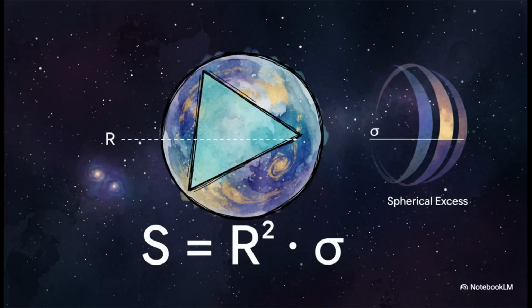And here's where it gets really, truly elegant. That spherical excess, it's not just some abstract number. It is directly tied to the triangle's actual physical area. This formula here shows that the area is simply the square of the sphere's radius multiplied by that spherical excess, as long as you measure it in radians. It's a beautiful link between a purely geometric property and a physical one.